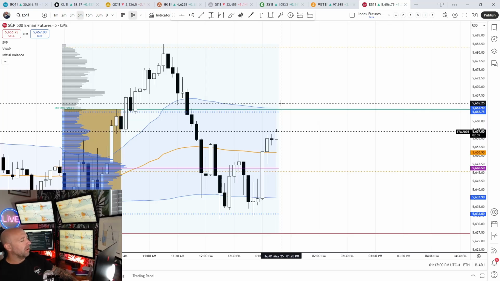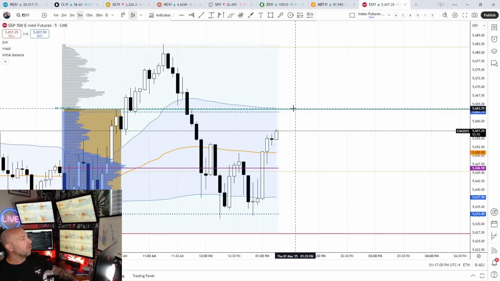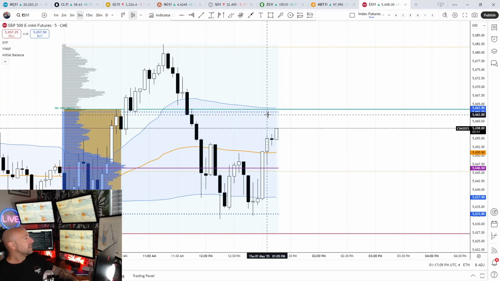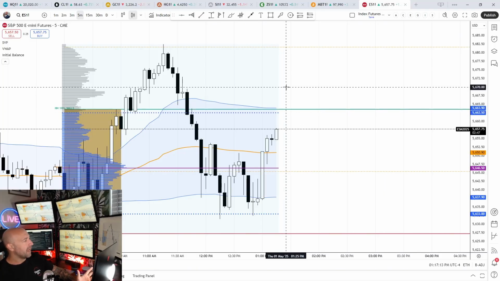Now, I tend to use both, but I tend to be more of a scalper, and I like the first touch method the best. As soon as it gets to that line for the first time, I'm getting in, and as soon as it moves in my direction, I'm getting out.